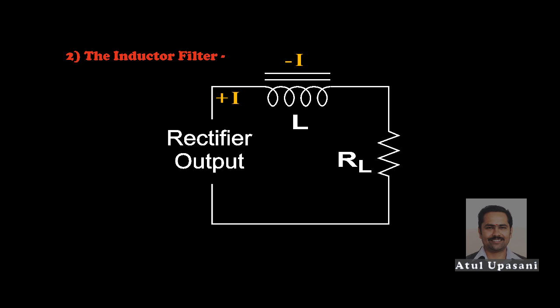But actually, the applied AC is cancelled by the electromotive force generated inside the inductor. And for DC, the coil will be just a conductor. So it will flow directly through the coil and move towards the load resistance. In this way, the filtering action is done using the inductor filter.